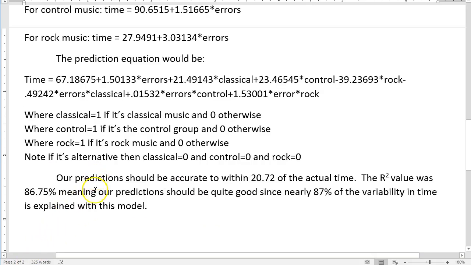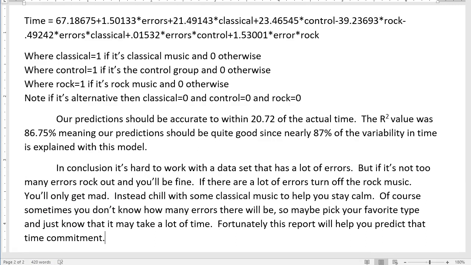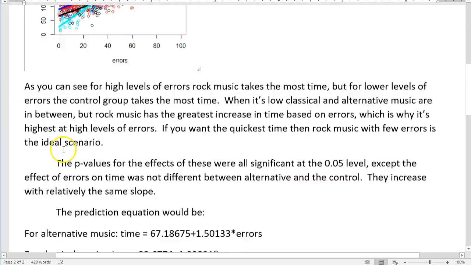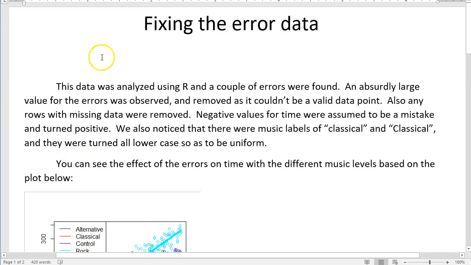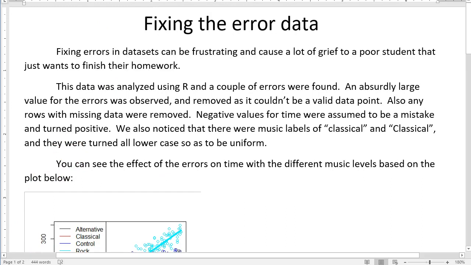I want to talk about S and R squared. I need me a conclusion that really summarizes the important parts. What's important? Rock music is good if there's few errors. Classical music is better if there's lots of errors. Now that I'm basically done, I'm going to come back up here and try to do some sort of introduction here. I'm going to make it sound important, like what we're doing could really help a student who's frustrated.